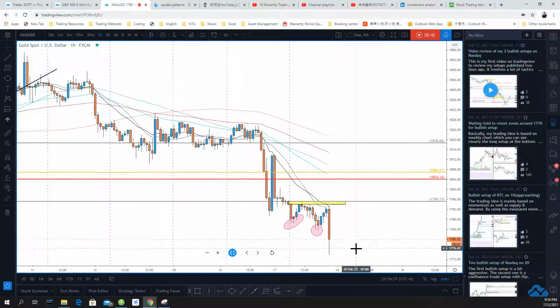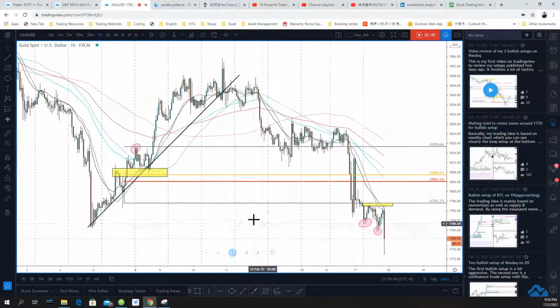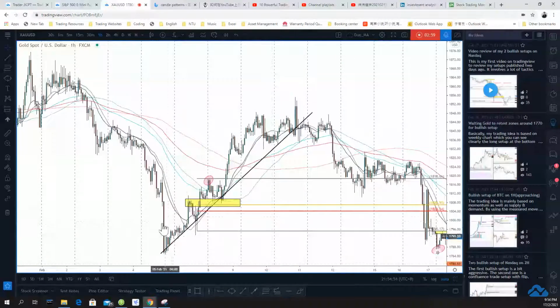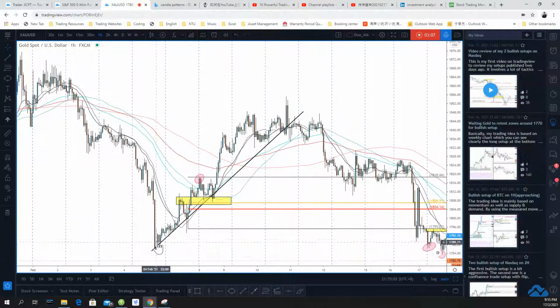You can see there's a wiggle here. So price does have a reaction to the zone. So in order for the bullish setup, what I'm expecting is something like this. Yeah, this is one possible scenario: a big bearish candle, followed by a small bullish candle. What does this mean? That means that the downside momentum has become weak.